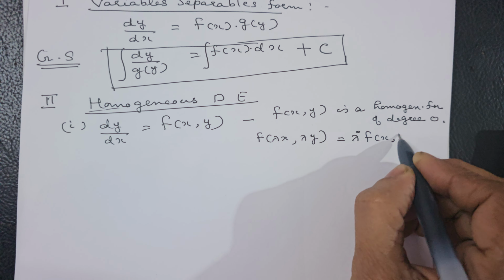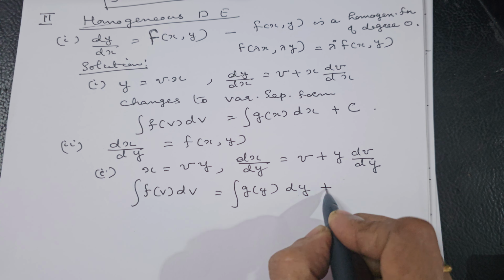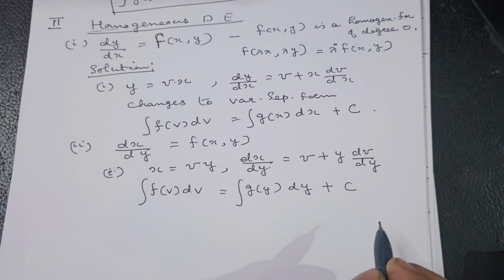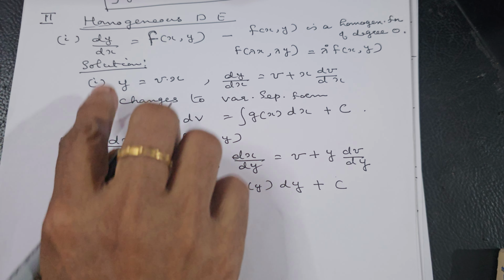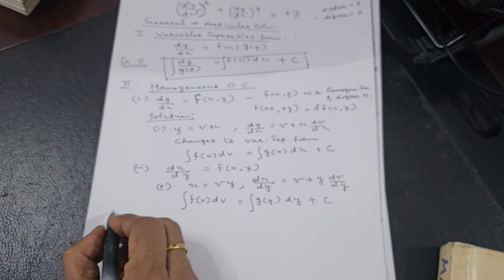So by this substitution, our given differential equation again changes to variable separable form, in which v terms are on one side and y terms on the other side. Integrating both sides, we will get the solution of the differential equation. That is the second type of homogeneous differential equation.